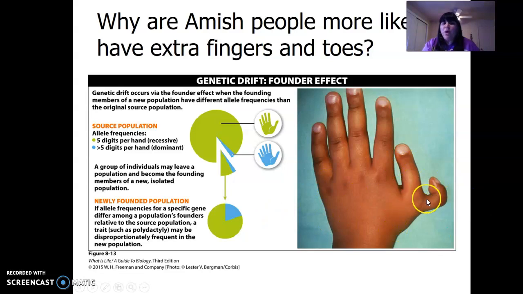So this is called polydactyly. Poly means many, dactyly, we're talking about digits. 1, 2, 3, 4, 5, 6. Whoa, yes, we can have extra fingers, we can have extra toes. We see that this is more common in the Amish. And the question is why? So imagine the first population, the green is normal fingers and toes, the blue is extra fingers and toes. The blue is a pretty small percentage of the whole population. But if a small slice left and set up shop somewhere else, now the blue is a larger percentage of this population. And as people have babies, then we'll see the condition more often. And so this population over time is different than that population. So that would be an example of founder effect.